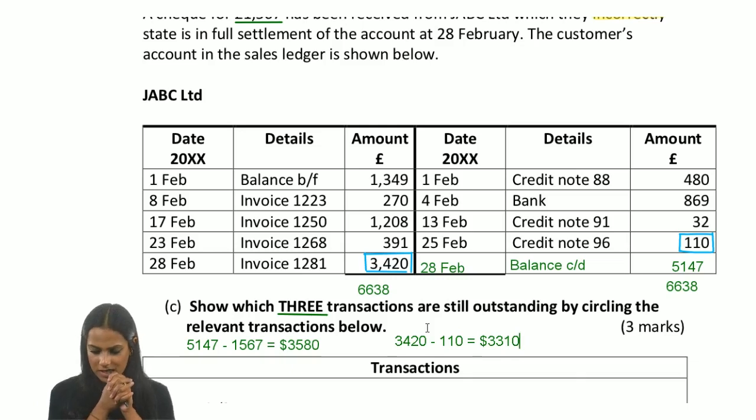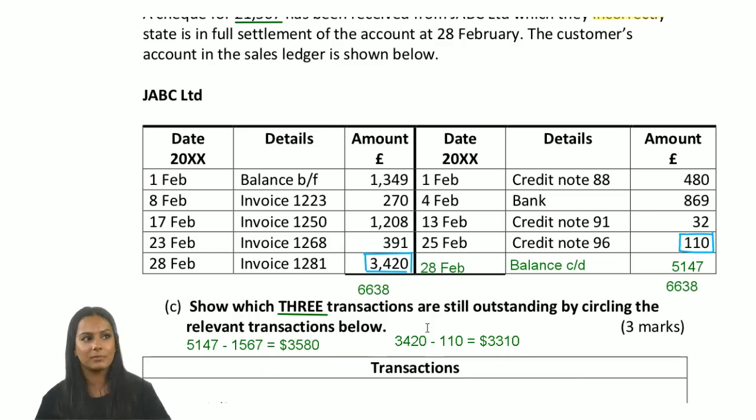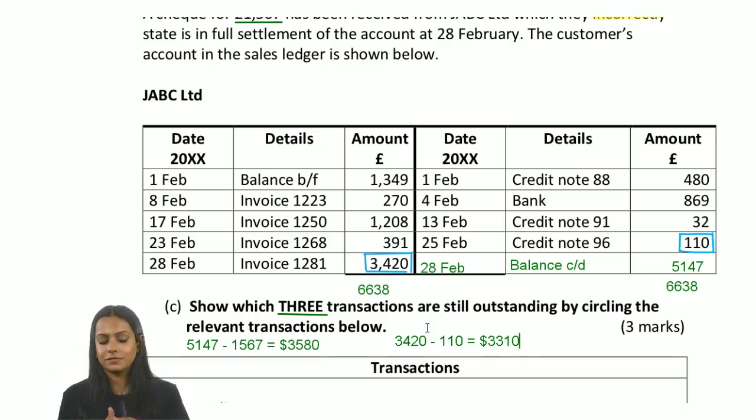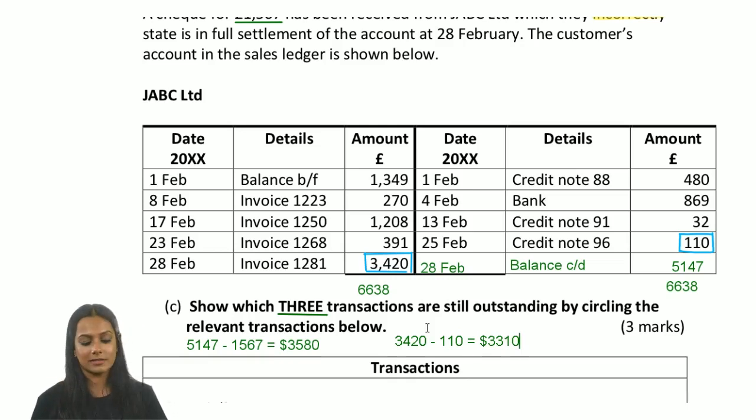So I think that one is correct. What else do we have? How do I get from 3310 to 3580? 3580 take away 3310 gives me an outstanding figure of 270. Let me explain this in a little more detail. The customer still owes us 5147. They paid us 1567, so the net amount they owe us is 3580. And I've put a dollar sign in there, which is the wrong thing to do because we're working in pounds. There we go. So the pounds amount, 3310.